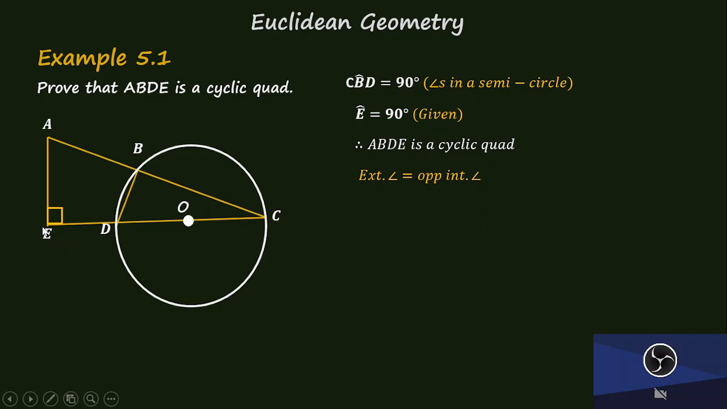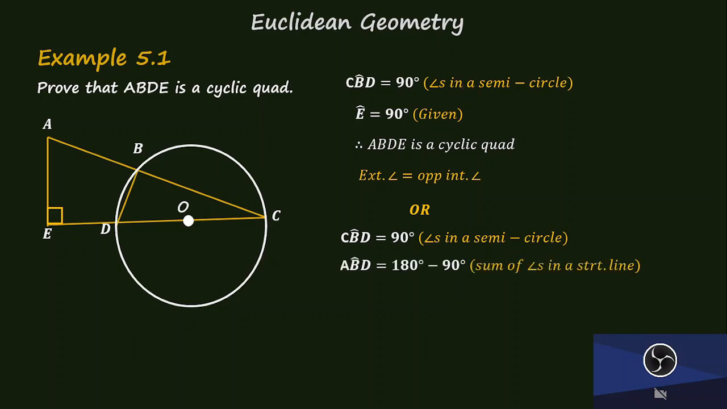We could also have done this differently, right? Let's say CBD is 90 degrees, like we've shown up there. That is the angle in the same segment. And then we can also show that ABD, this angle here, will be 180 minus 90 degrees.